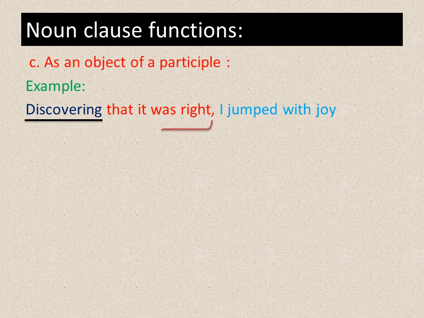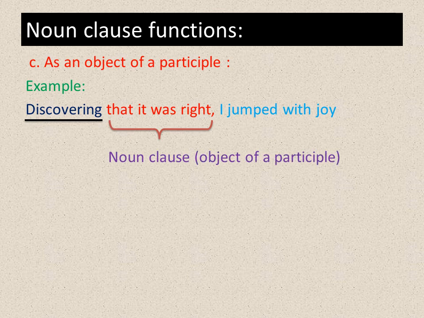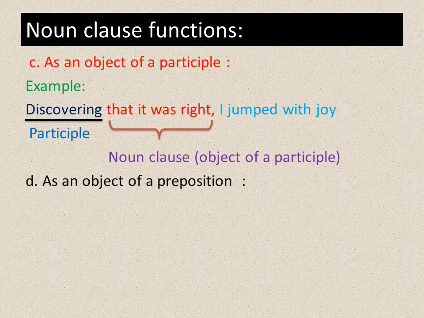So this subordinate clause is a noun clause because the subordinate clause is started with the word that. In this sentence, this noun clause is acting as an object of the participle discovering. Discovering is a participle, and to this participle, the noun clause is an object. Next, the fourth function. A noun clause acts as an object of a preposition.